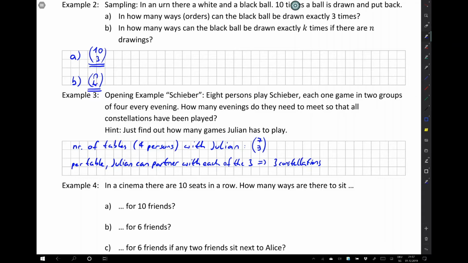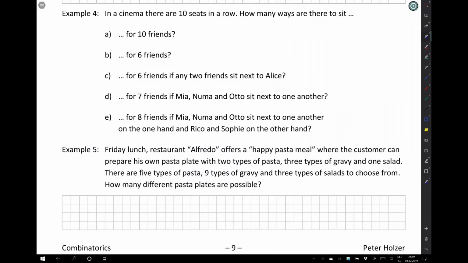So there are 3 constellations once the 4 people are known at the table. So now we have just to multiply the number of tables with the 3 constellations per table. And we get 7 choose 3 times 3, which equals 105. Here come the results, for example, for A.